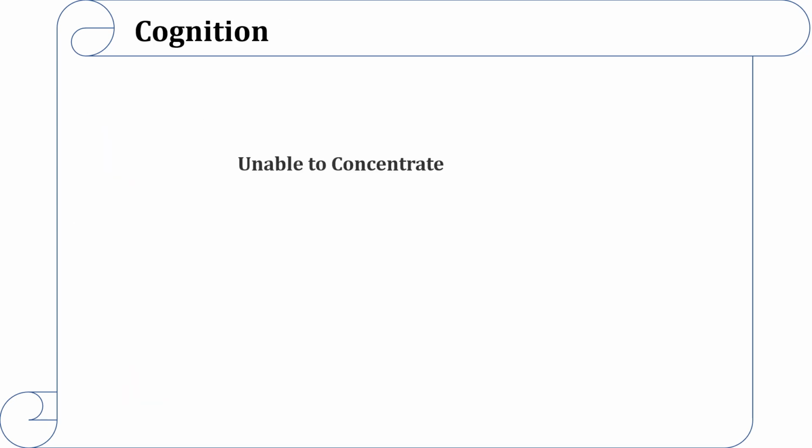Cognition, unable to concentrate. Repetition of monotonous tasks reduces the ability to concentrate, and when users are in a rush, they may make mistakes with even simple operations. Therefore, the product must be designed so users can recover from incorrect or accidental operations.